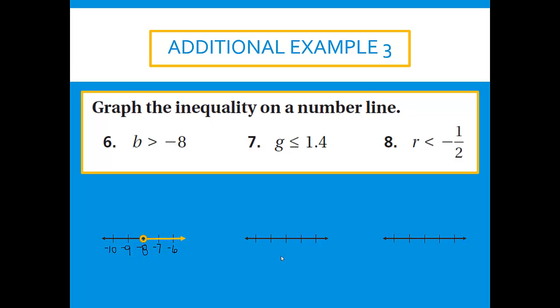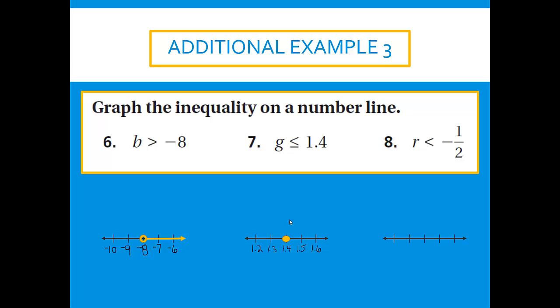Now for number 7, we have g is less than or equal to 1 4/10. So on my number line, I would have 1 4/10. To the left, I'd have 1 3/10, and then 1 2/10. Now to the right of 1 4/10, I have 1 5/10, and then 1 6/10. Now if I look and see if 1 and 4/10 would be a solution, I'd have 1 and 4/10 is less than or equal to 1 and 4/10. Those are equal, so I'd have a closed circle at 1 and 4/10.